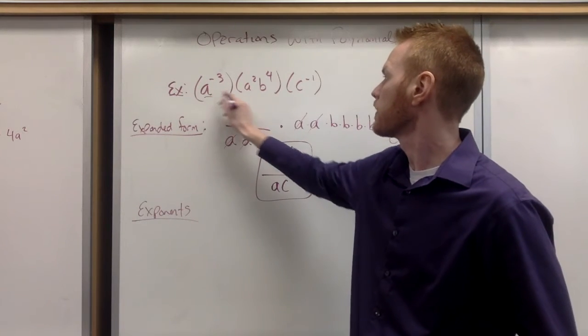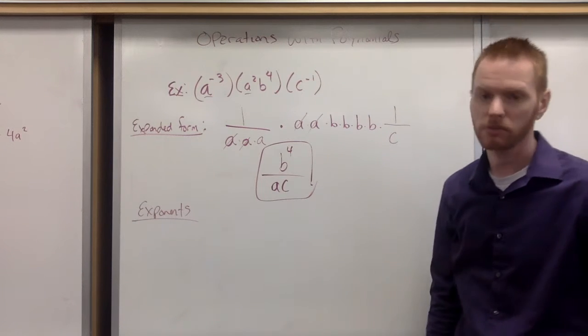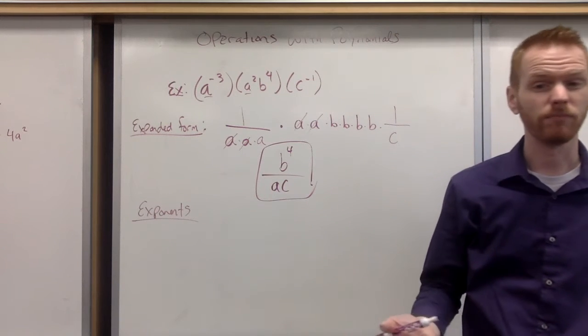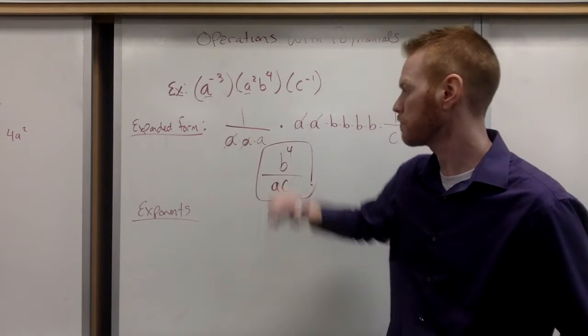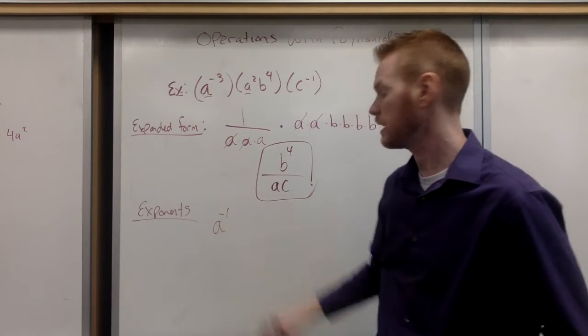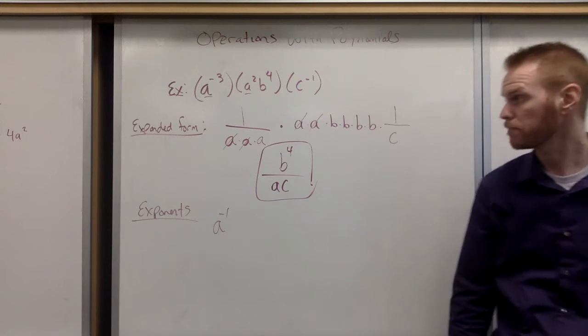All right, first step. I can see that we have multiple of the same base here. When you have the same base, you add the exponents. What's negative 3 plus 2? We get a to the negative 1 power when we add them.